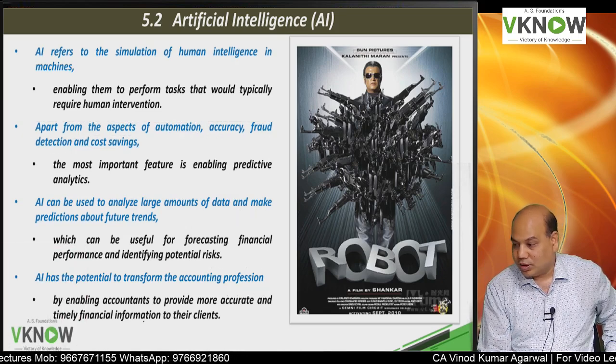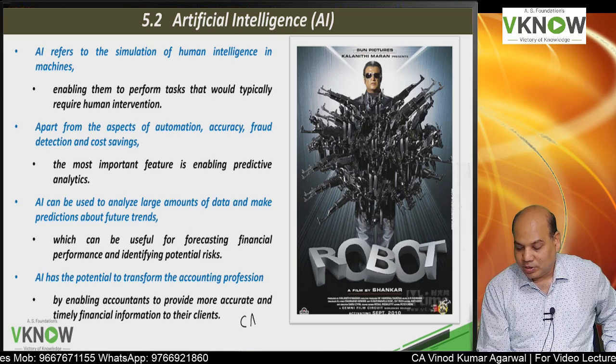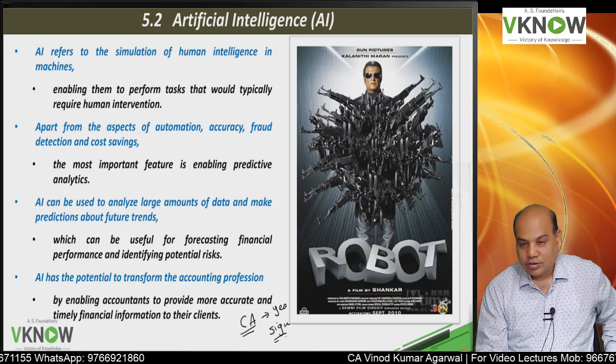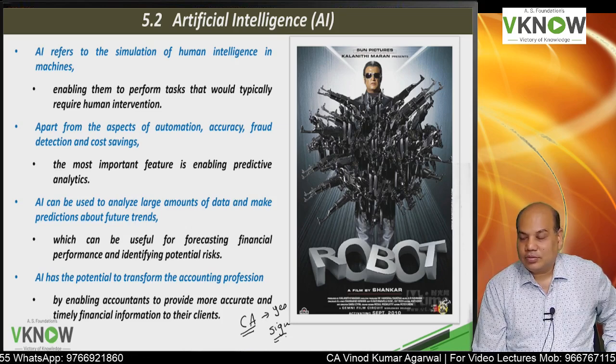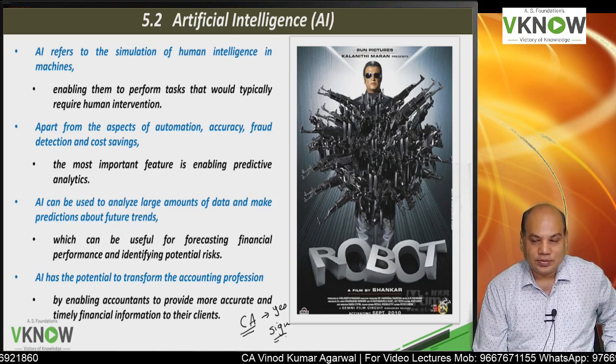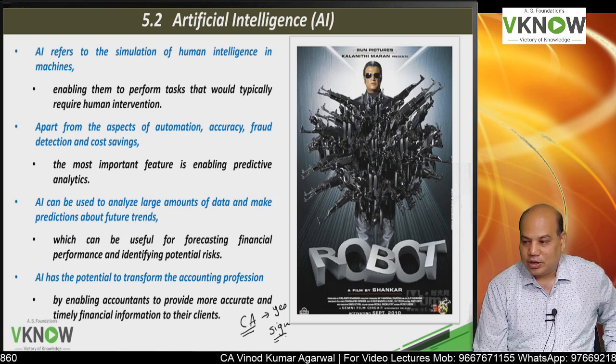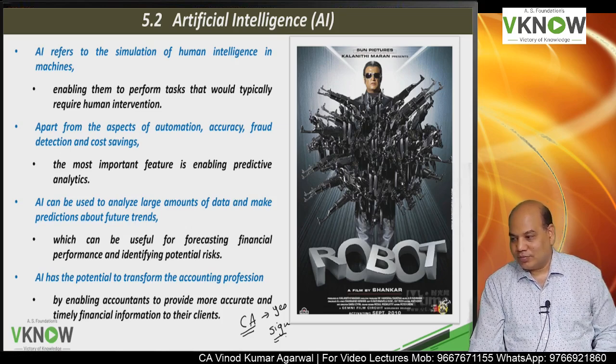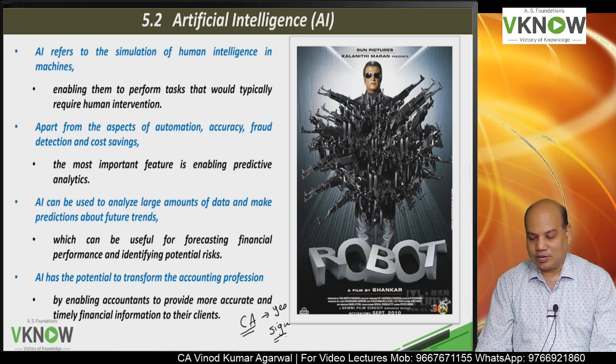So now the student is asking whether CAs would be required. Yes, because you have to sign. Okay. The Institute will not give signing authority to artificial intelligence. You can get the work done from artificial intelligence, but then finally you have to put your signature. Is it right? So CAs will be required.